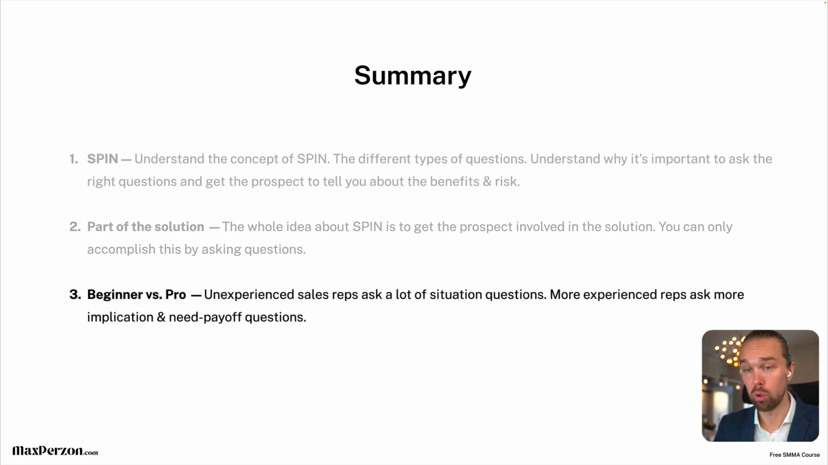And then beginner versus pro sales reps. Inexperienced sales reps ask a lot of situation questions. More experienced reps ask more implication and need-payoff questions, right?